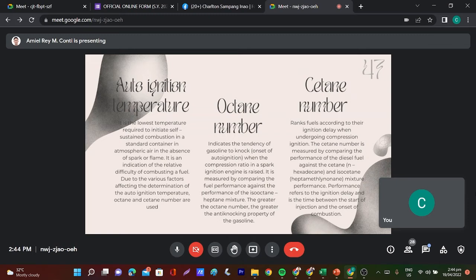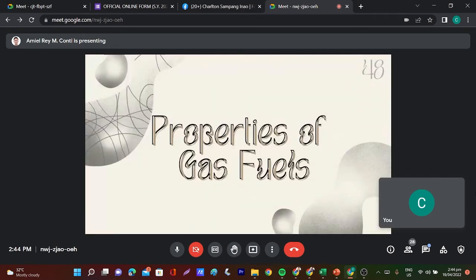Ginagamit po siya para ma-compare at ma-measure po yung auto-ignition temperature. So, ginagamit po yung octane number tsaka po yung cetane number. Okay, next po. Yun lang po, para sa liquid fuels.